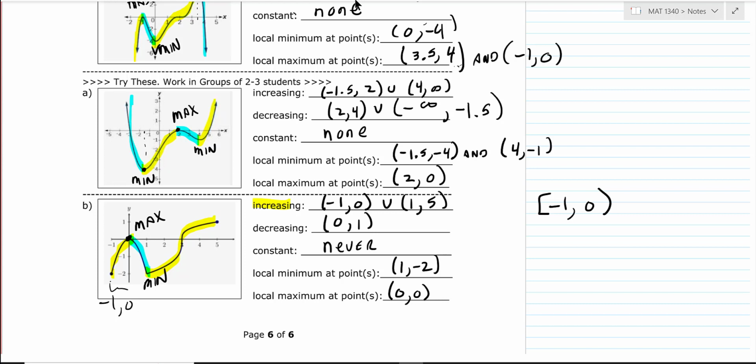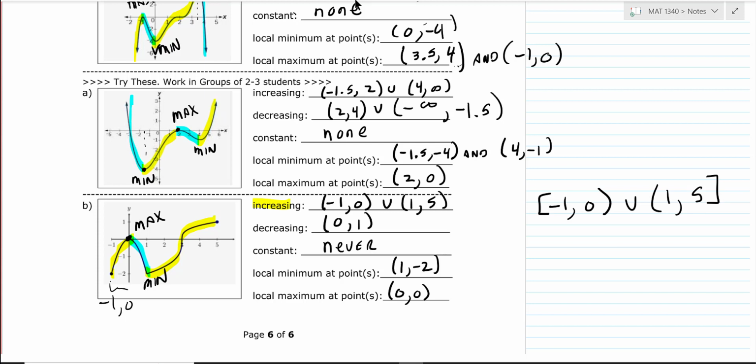And then the other thing on that is you're also increasing from 1 to 5, and you're always increasing there. You don't have to break that up into 2 intervals. You also could do [1, 5] with a bracket. I don't know if WebWork will take it both ways; I would take it both ways. And then decreasing would be 0 to 1. You're never constant on that. And then the only maximum is at (0, 0), and your minimum is at (1, -2).